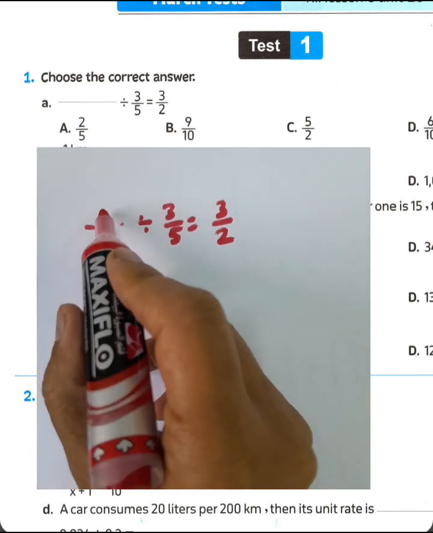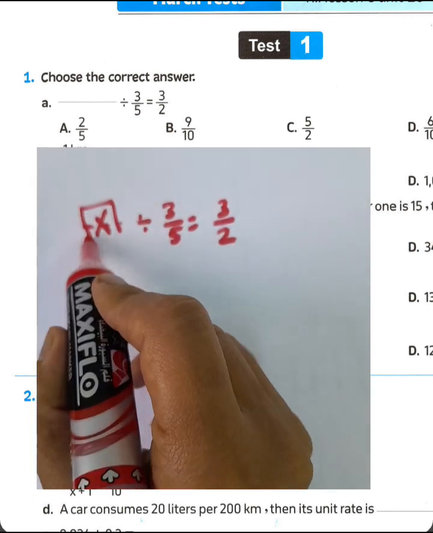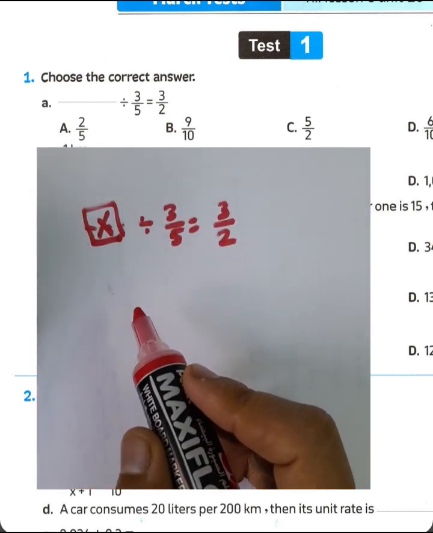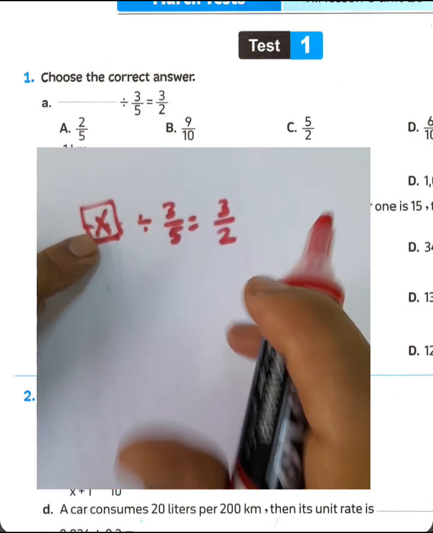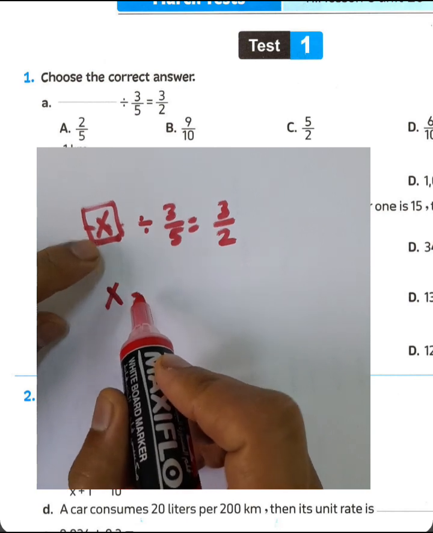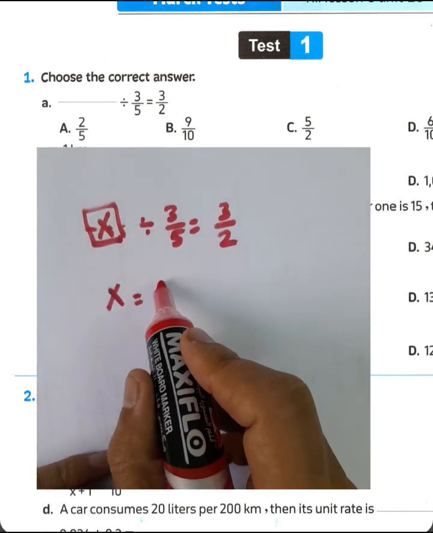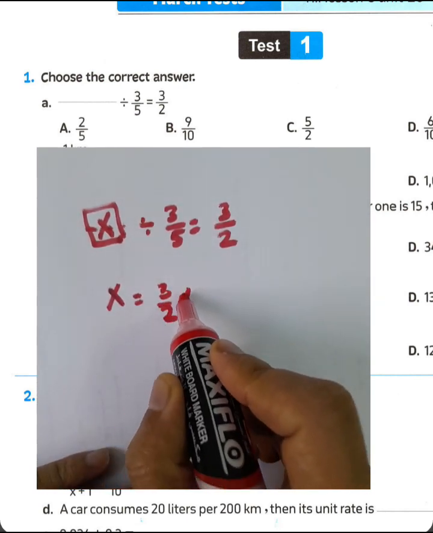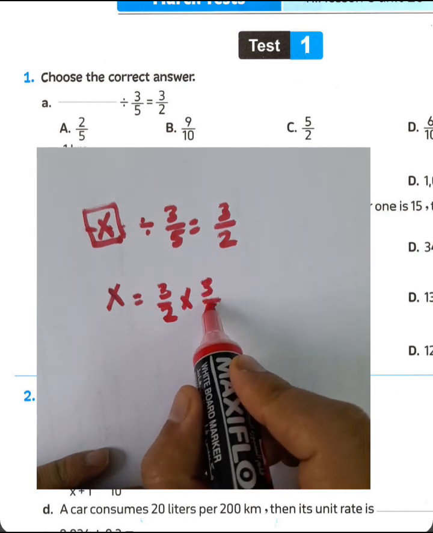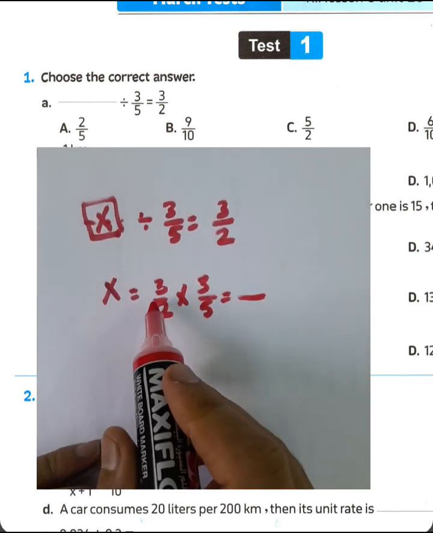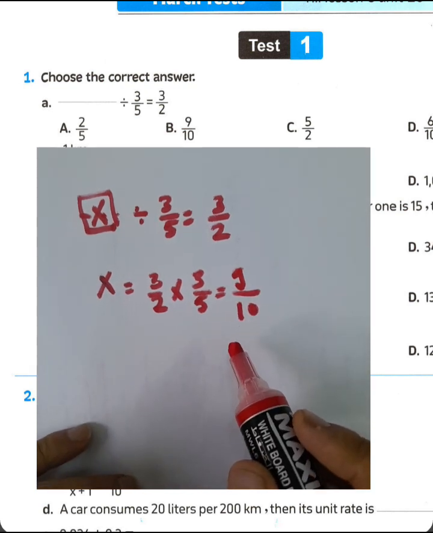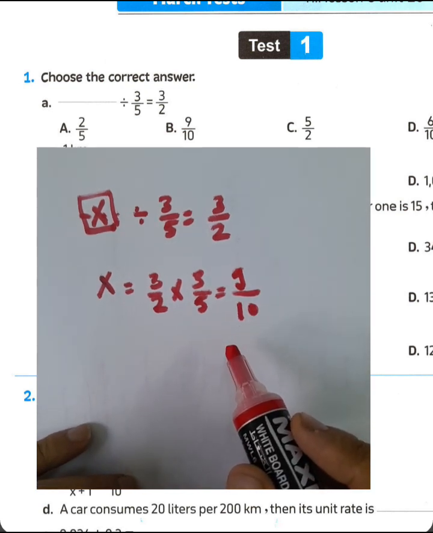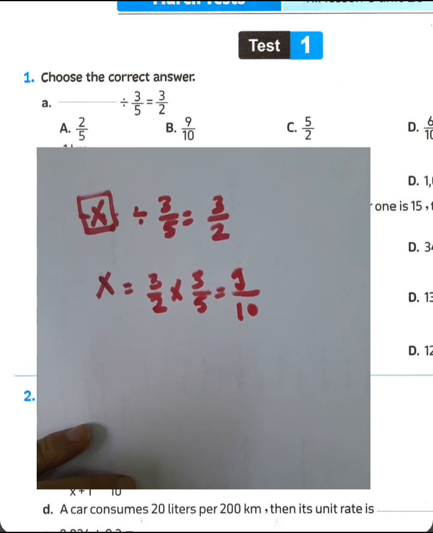This number here is unknown; put x for the unknown number. To find the dividend, you must find the product of the divisor and the quotient. Then the value of the dividend will be 3 over 2 times 3 over 5. 3 times 3 is 9 and 2 times 5 equals 10. Then the result will be 9 over 10. Choose letter B for question letter A.